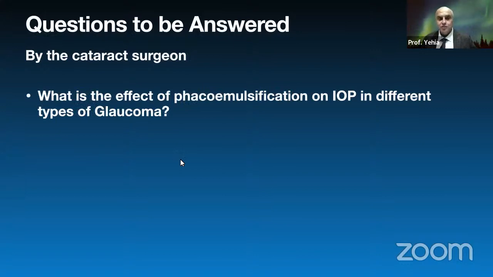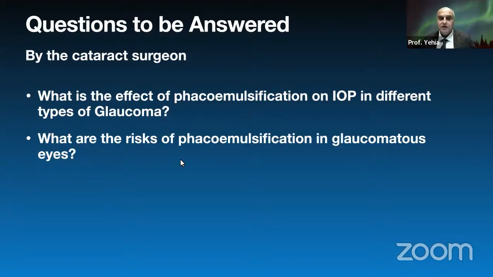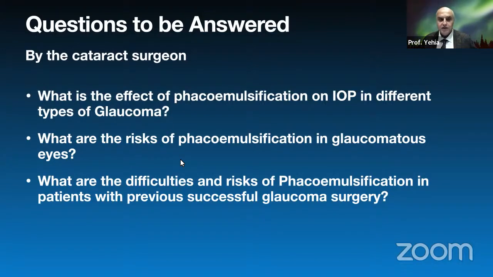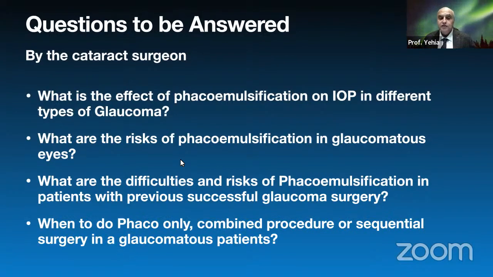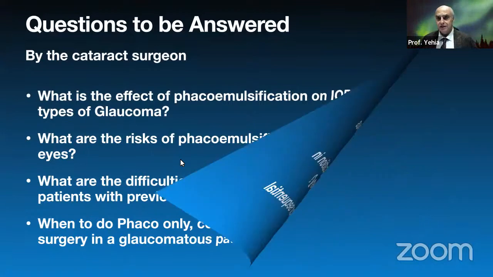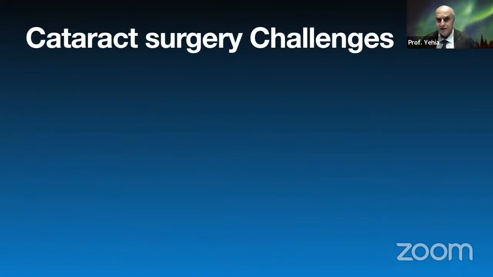The first question is, what's the effect of phacoemulsification on intraocular pressure in different types of glaucoma? What are the risks of phacoemulsification in glaucomatous eyes? What are the difficulties and risks of phacoemulsification in patients with previous successful glaucoma surgery, and when do we do phaco only, or a combined procedure, or sequential surgery in glaucomatous patients?